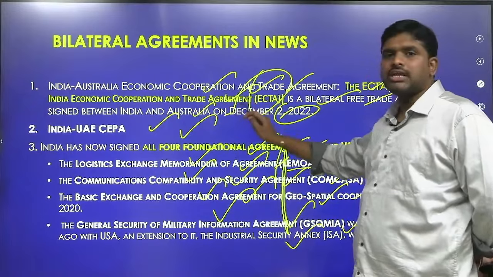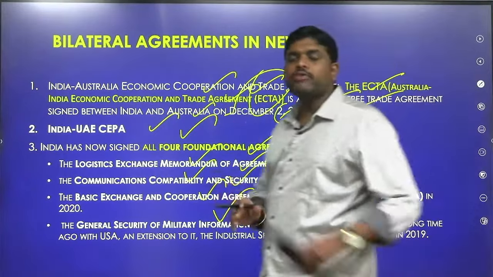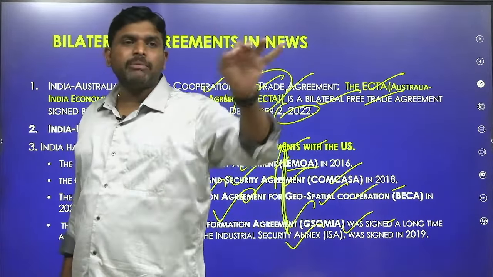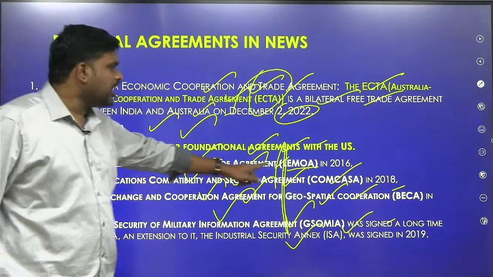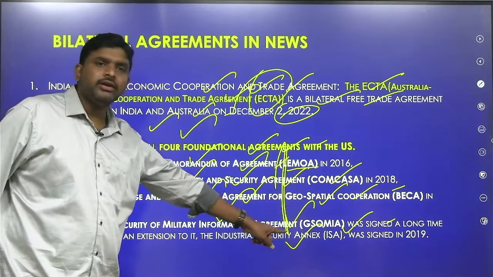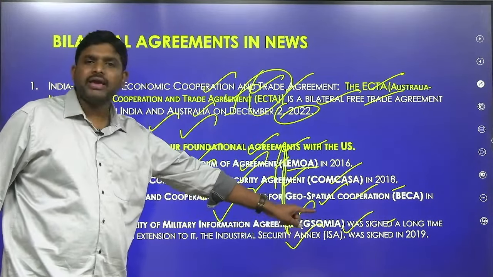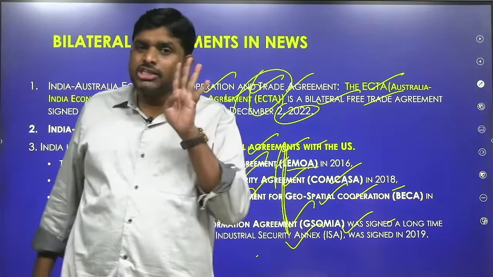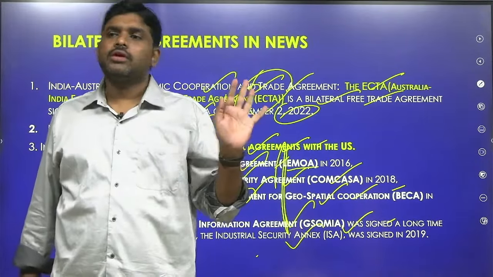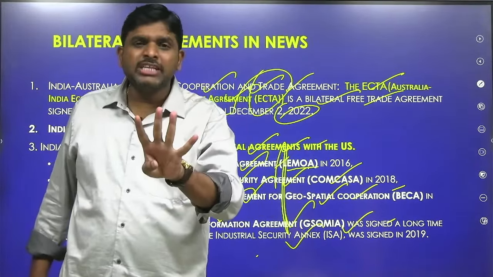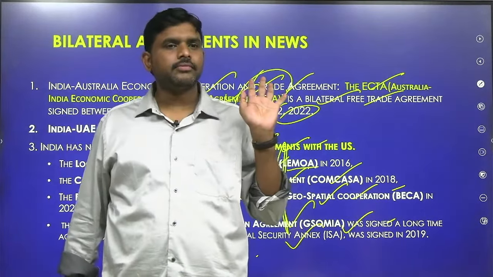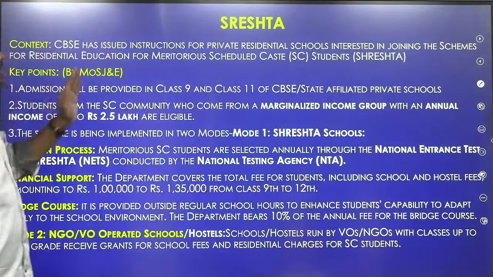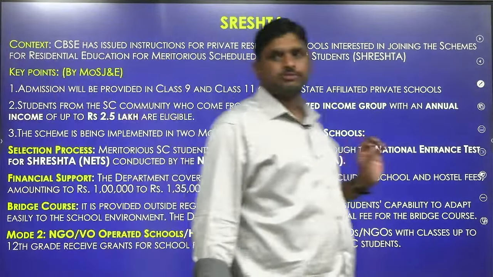Now, we are rethinking on India-Australia Economic Cooperation Trade Agreement. So, we have Economic Cooperation Trade Agreement with which country? Australia. We have 4 agreements with United States of America. What are the 4 agreements? Number 1, LEMOA, COMCASA, BECA and GSOMIA. These 4 are very strategic. United States of America signed these 4 agreements only with India. They signed one or two with others, but altogether 4 has been signed only with India.